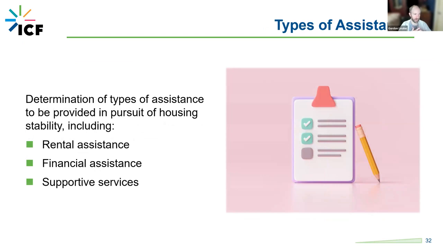Types of assistance: determination of the types of assistance to be provided in pursuit of housing stability, including rental assistance, financial assistance, and supportive services. Again, we're talking about figuring out what folks need to achieve safe, stable, permanent housing. Next slide, please.